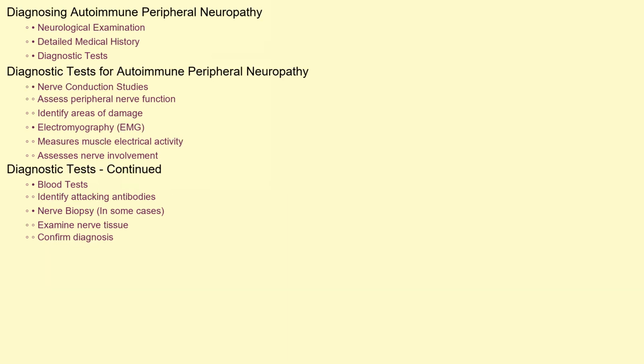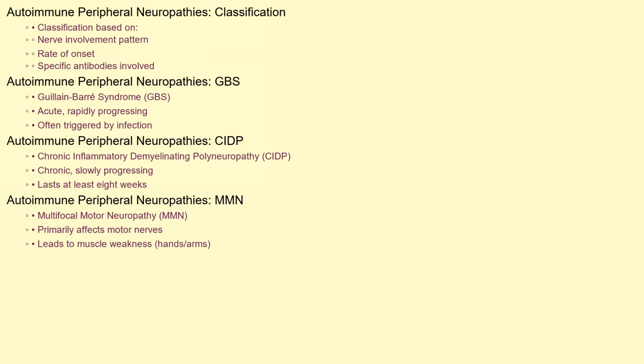Diagnosing autoimmune peripheral neuropathy requires a thorough neurological examination, a detailed medical history, and a range of diagnostic tests. Nerve conduction studies are crucial to assess the function of the peripheral nerves and identify areas of damage. Electromyography, or EMG, measures the electrical activity of muscles to assess nerve involvement. Blood tests can help identify antibodies that are attacking the nerves. In some cases, a nerve biopsy may be necessary to examine the nerve tissue under a microscope and confirm the diagnosis. Autoimmune peripheral neuropathies can be classified into different types based on the pattern of nerve involvement, the rate of onset, and the specific antibodies involved.